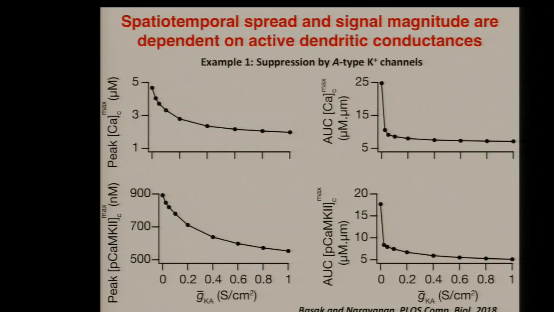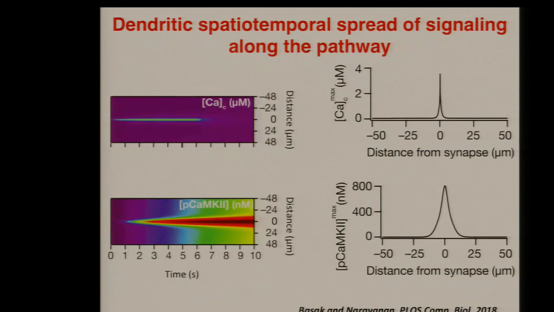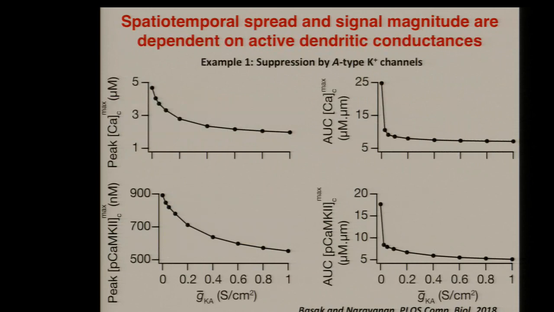So what Reshma asked was, she took the same channel in this case and asked questions about how exactly the peak calcium would change, how exactly the area under the curve for this one, which is the area under this curve, and the peak of this and the area under this curve would change with increases in this particular channel density over here. Right? And she showed that in this particular channel type, you see that there is a suppression of the spread in all cases.